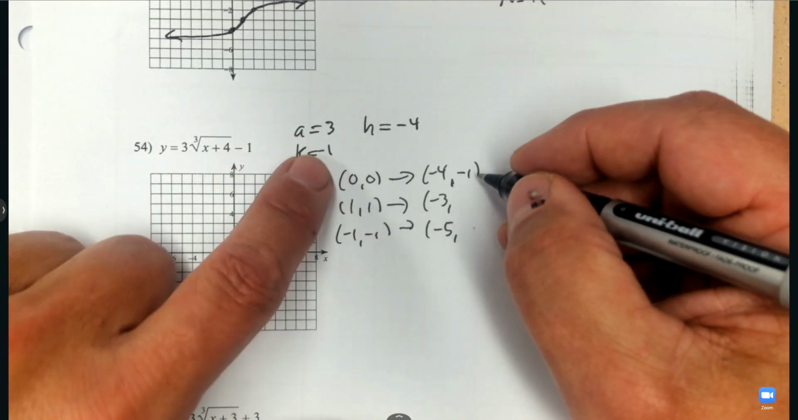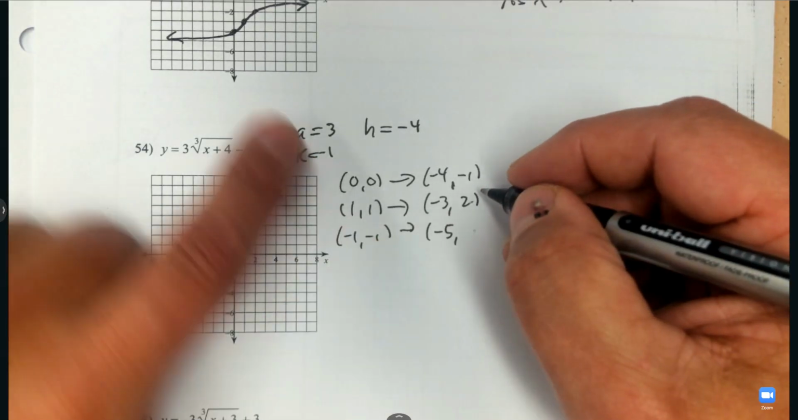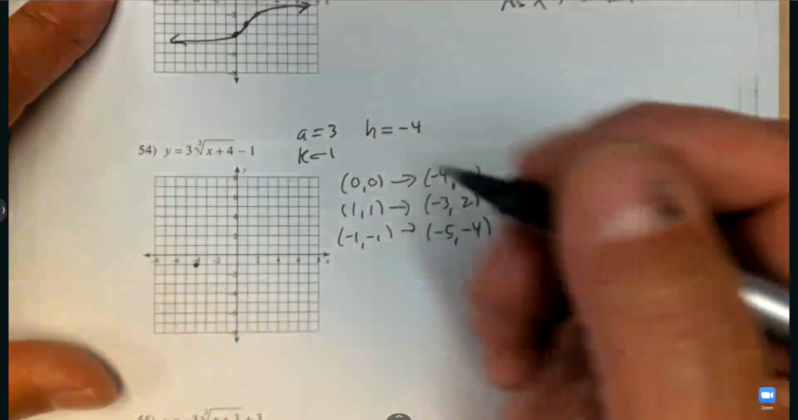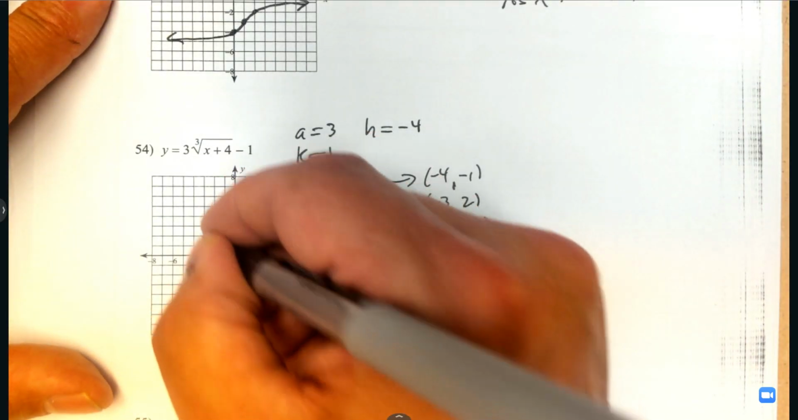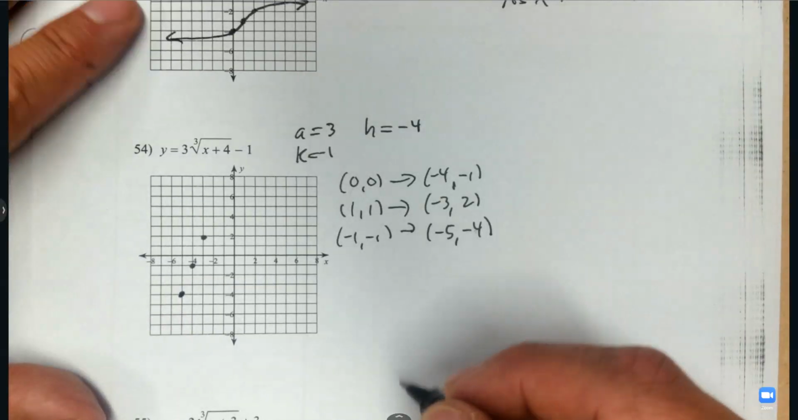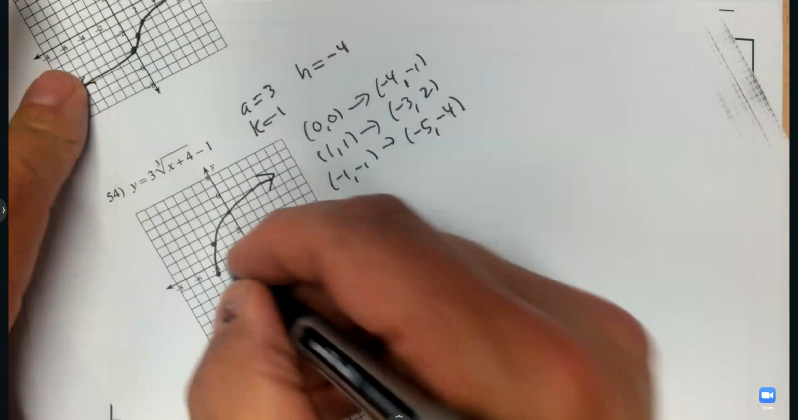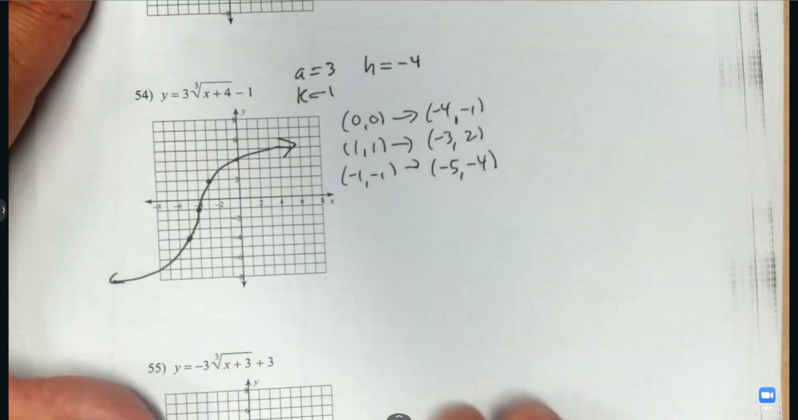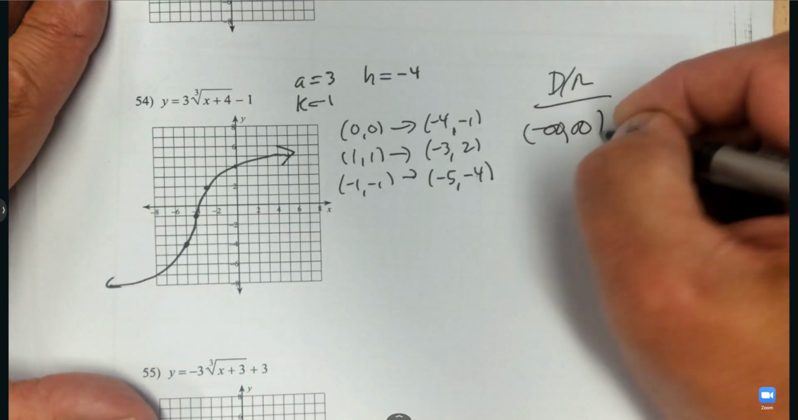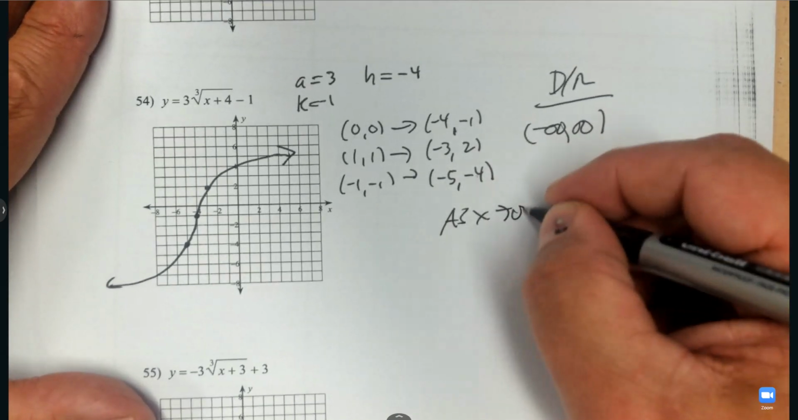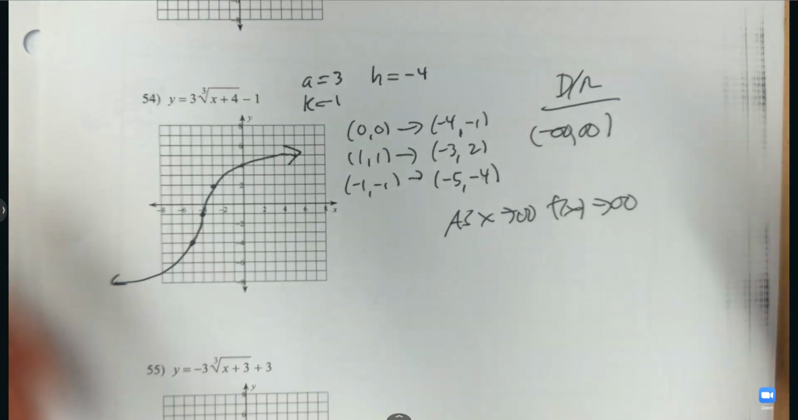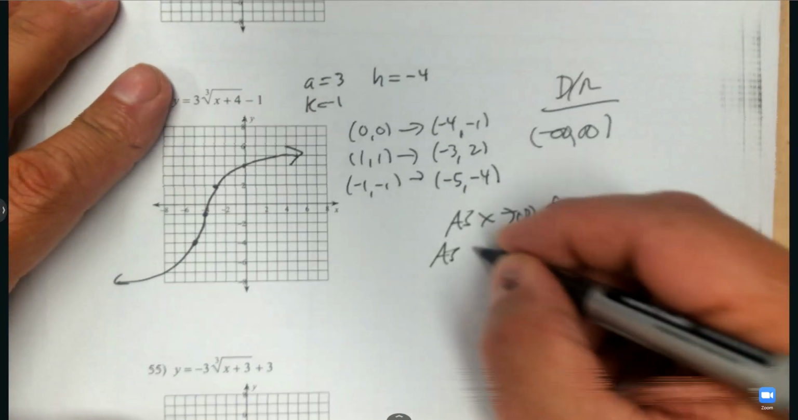So 1 times 3, take away 1. -1 times 3 is -3, take away 1. And then these will line up. So (-4, -1), (-3, 2), and (-5, -4). And then they curve up to the right, and they curve down to the left, just like that, using those points. Again, the domain and range don't change. The end behavior is going to be consistent, unless there's a reflection, like on this last one where A is negative, it'll flip.